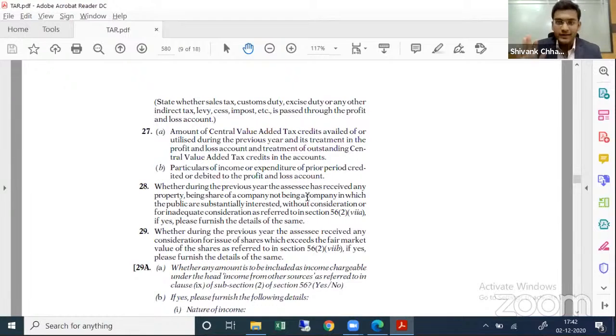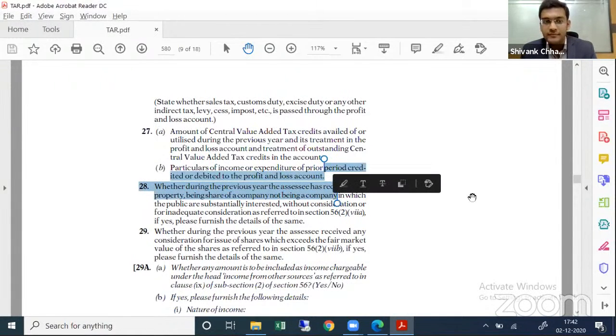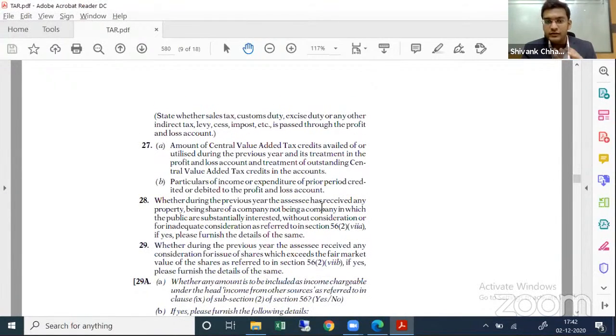Sorry to interrupt. Can we just discuss 27B also? What could be the connection between 27A and 27B? They have mentioned 27B as particulars of income of prior period or expenditure of prior period. But what connection will it have with point number A, 27A? So are they trying to draw a nexus between 27A and 27B?